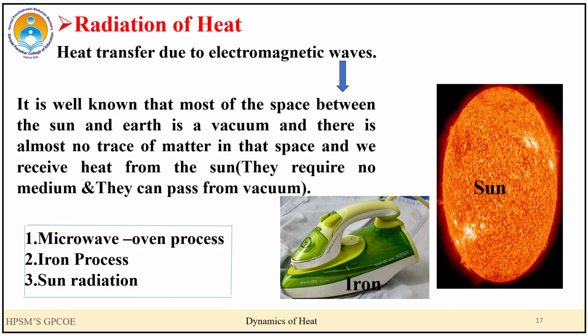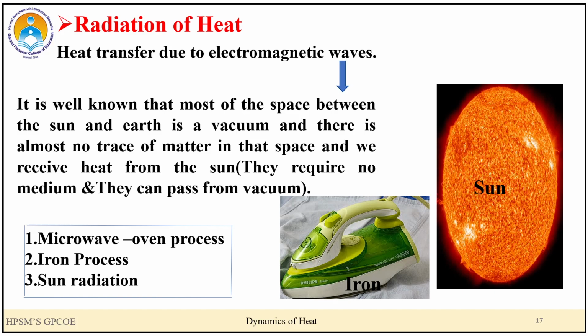The third way heat is transferred is radiation, that is, heat transfer due to electromagnetic waves. It is well known that most of the space between the sun and the earth is a vacuum, with almost no trace of matter, and yet we receive heat from the sun. Electromagnetic waves don't require any medium, and they can pass through a vacuum. So the radiation of the sun's energy is carried out in the form of electromagnetic waves.